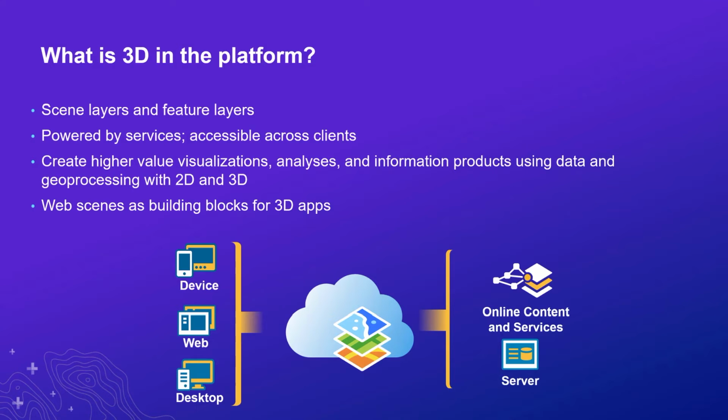For those of you not familiar with 3D across the ArcGIS platform, this slide is a great introduction for you. 3D can be a combination of 2D and 3D content that we're visualizing within the scenes. Like this first bullet says, it could be scene layers and feature layers. For example, your scene layers could be 3D buildings that were originally multipatch feature layers, and then you could combine them with a point of interest 2D feature layer, and together create a rich scene.